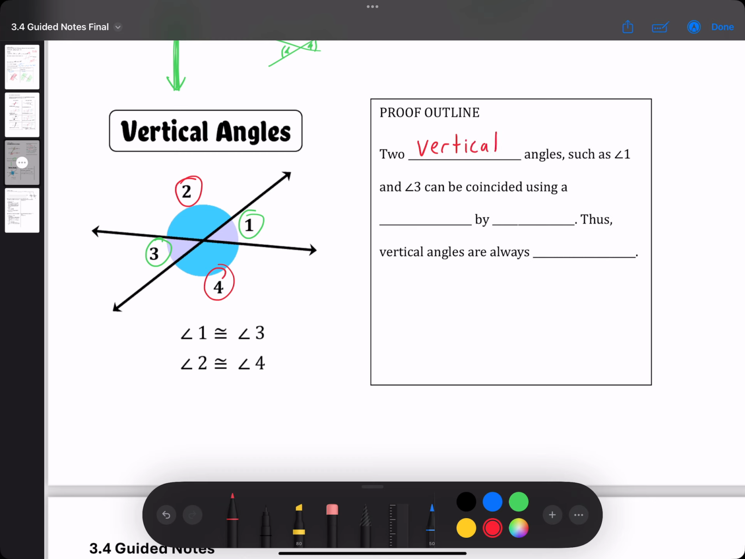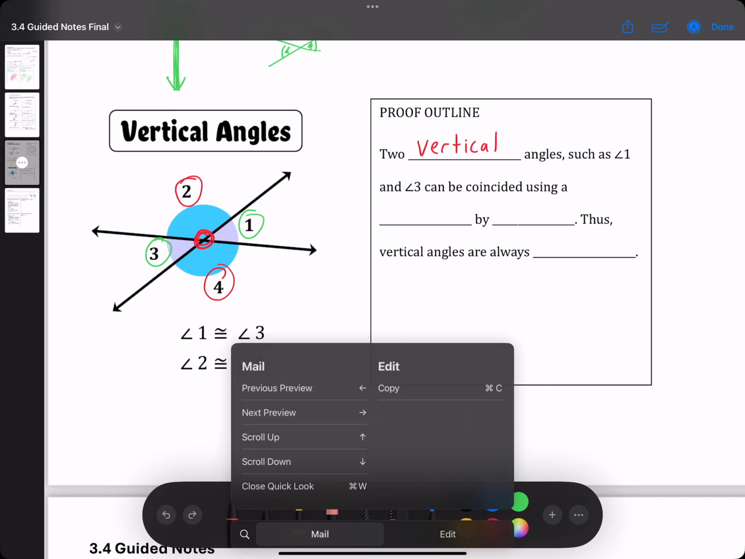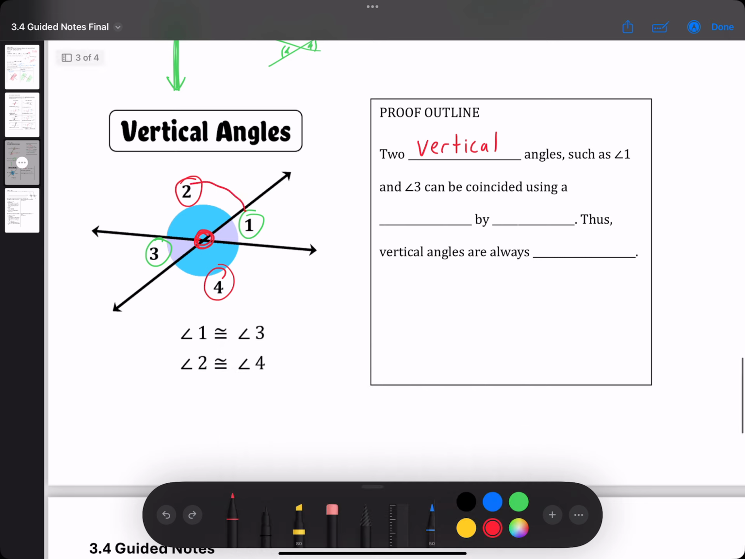Two vertical angles, such as angles 1 and 3, can be coincided using, we're thinking, what kind of rigid motion would turn them into one another. If I take the center point right here and then rotate around like this, or I guess for 1 and 3, you would rotate around like this. So using a rotation by 180 degrees, thus vertical angles are always congruent.